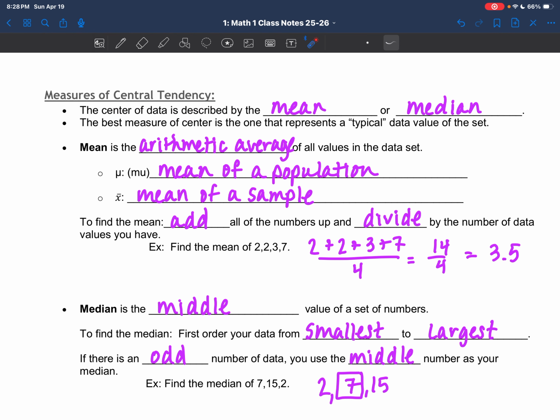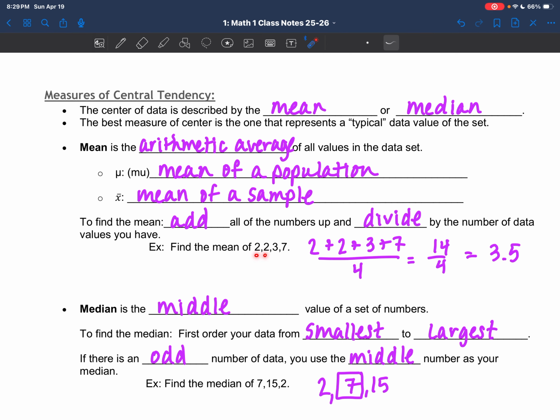So the center of data is described by the mean or the median. The best measure of center is the one that represents the typical data value of the set. So the mean is the arithmetic average of all the values in the data set. Mu is the mean of the population, and then that symbol means the mean of the sample. To find the mean, you add all of the numbers and then divide by the number of data values. So to find the mean, you take 2 plus 2 plus 3 plus 7.